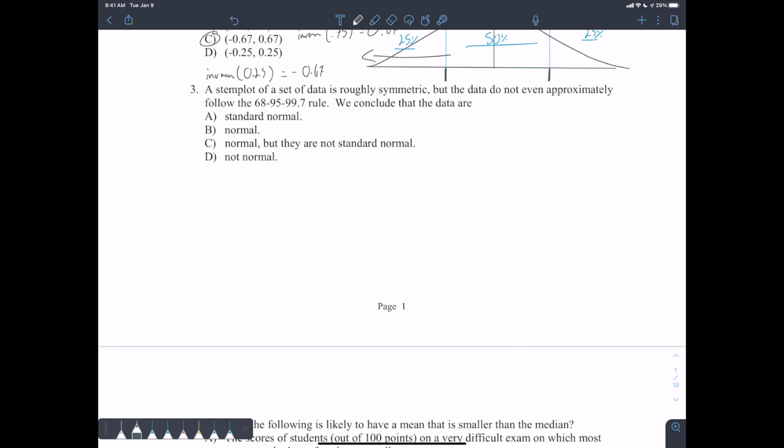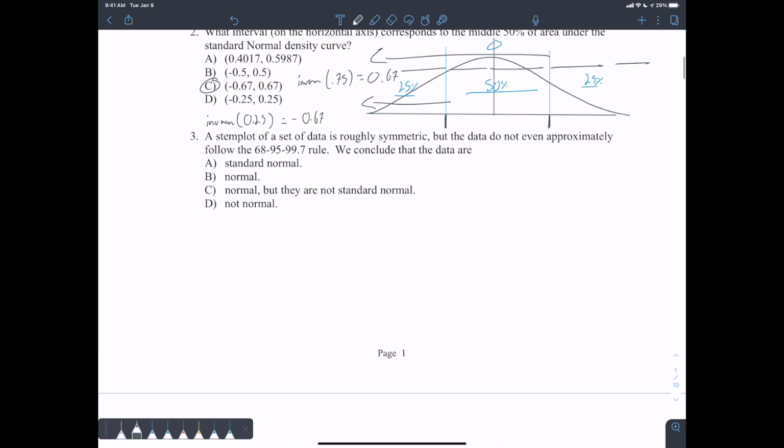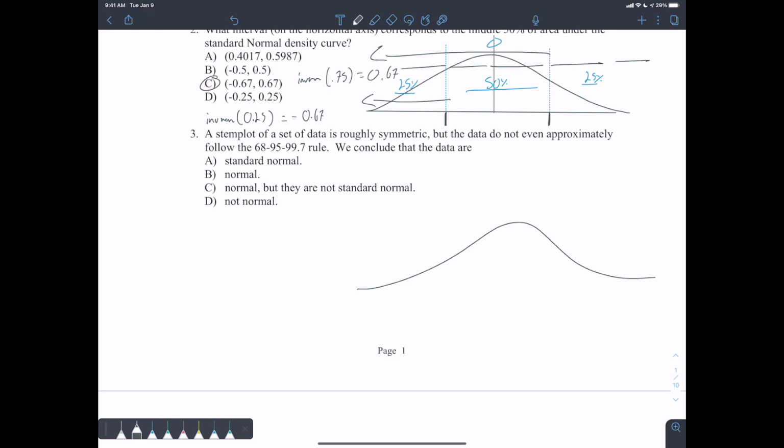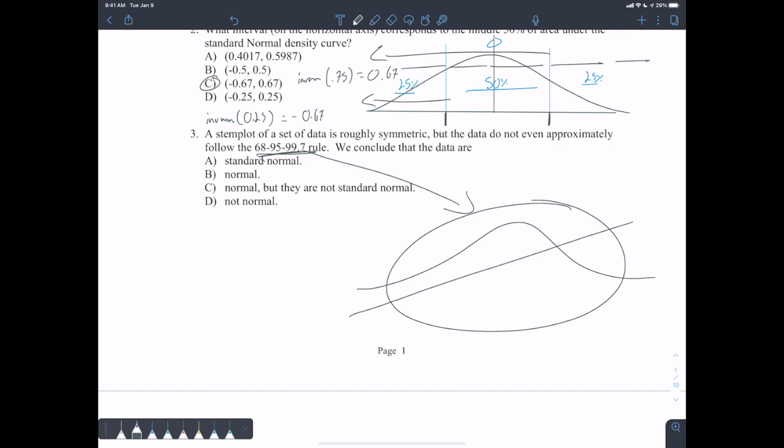Question 3 is a stem plot of the data, roughly symmetric, but the data do not even approximately follow the 68, 95, 99.7 rule. So the 68, 95, 99.7 rule is basically the normal distribution. So if it doesn't follow this rule, then it's not normally distributed. So you can just rule out the fact that it's normal. So no, no, no, and it's not standard. It's just not normal. It's just as simple as that.